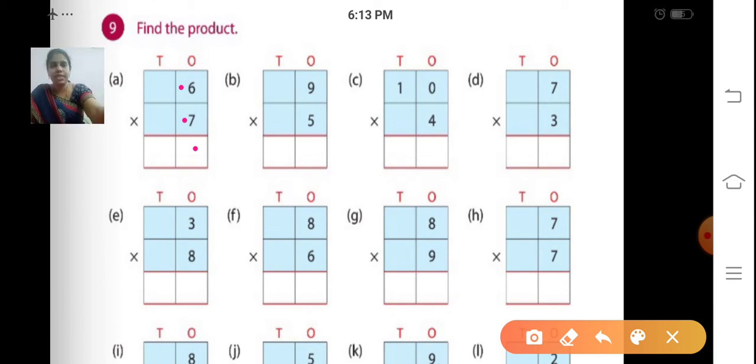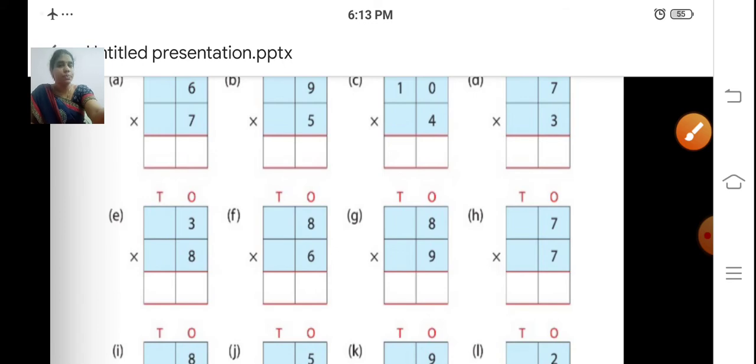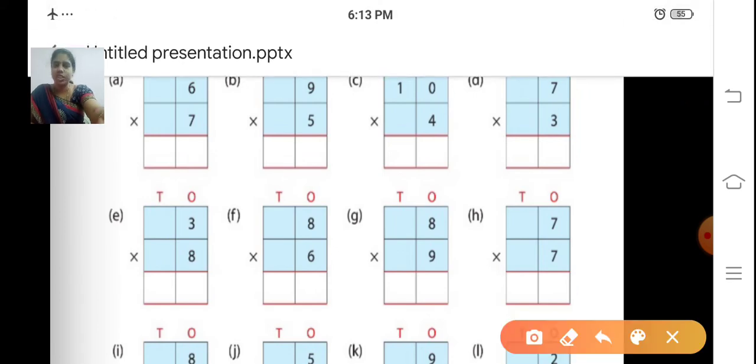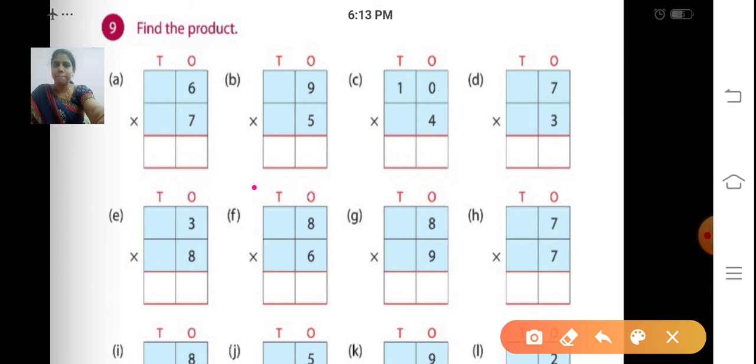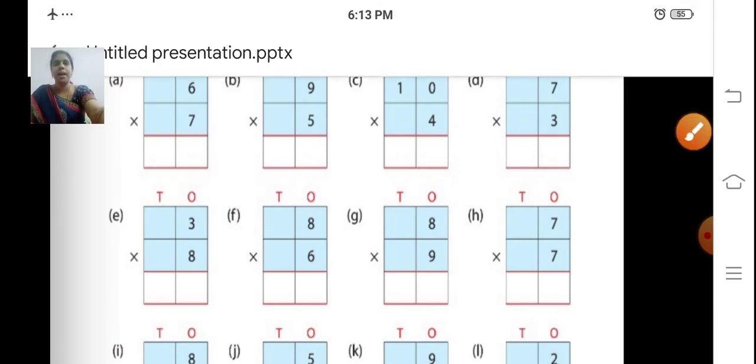Now first sum is 6 into 7. We are going to multiply 6 into 7. Now tell me, 6 7s are? Think and tell me the answer.